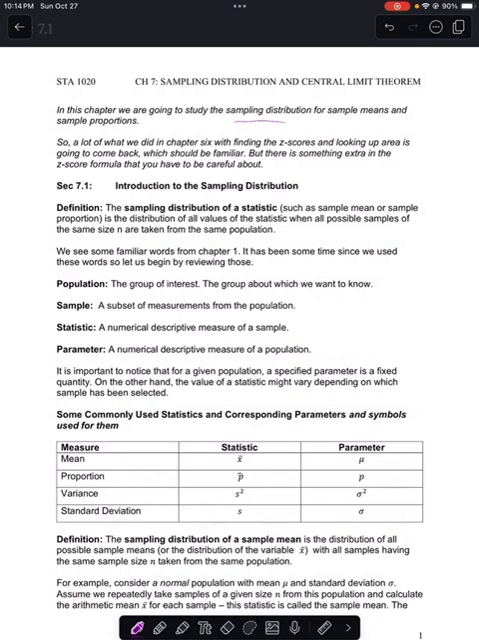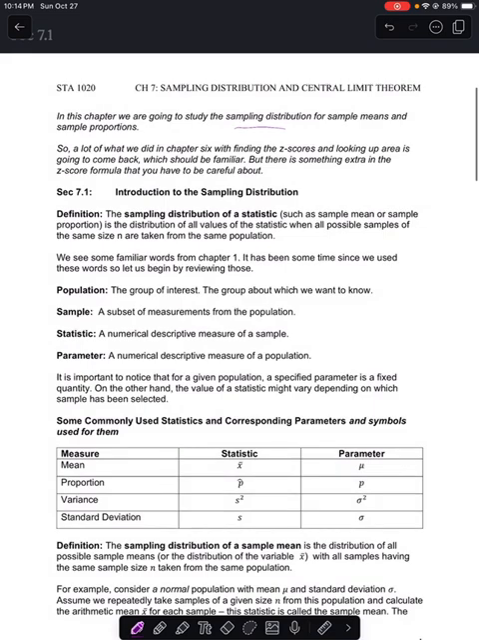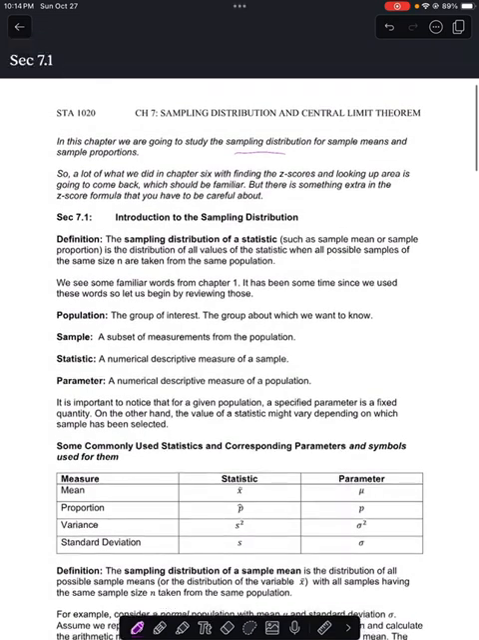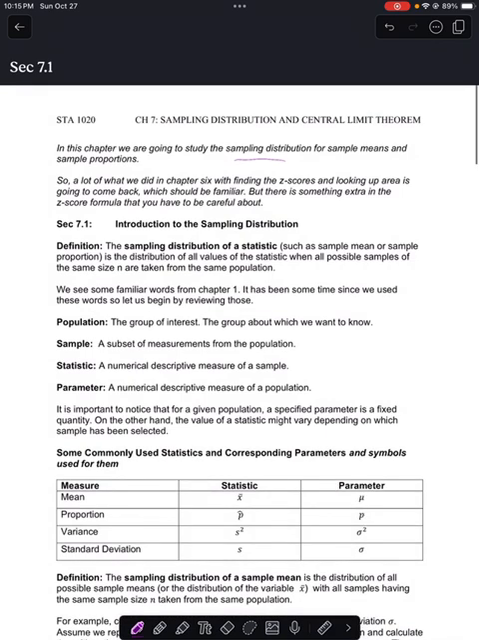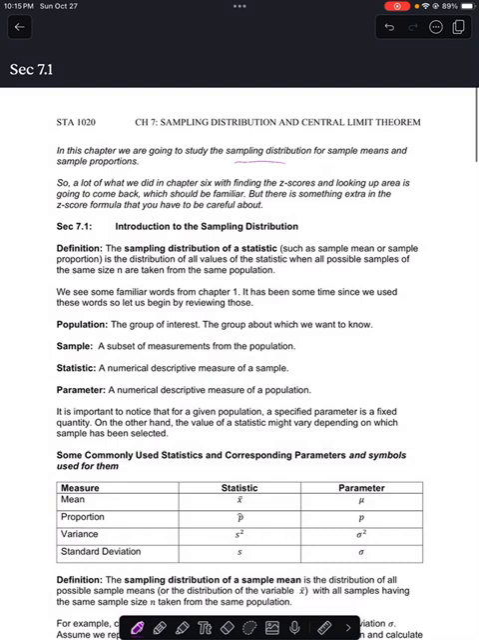A lot of what you did in chapter 6 you will find back in here in chapter 7, like finding the z-scores and looking for the area to the left, right, between, and out in the tails. But the z-score formula will change, and also for proportion we haven't done that before, so this will be something new. But eventually finding the z-scores and area, that is something that should be familiar. So in section 7.1 we introduce the sampling distribution.